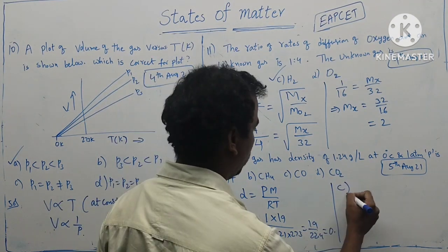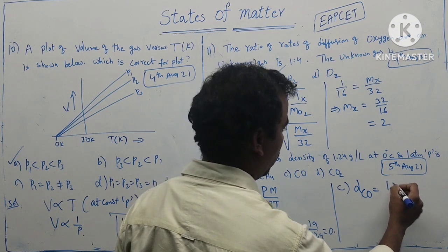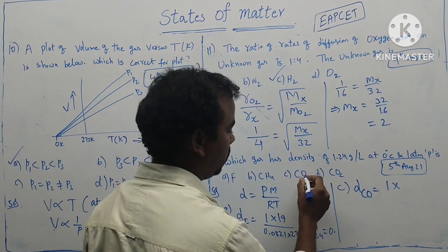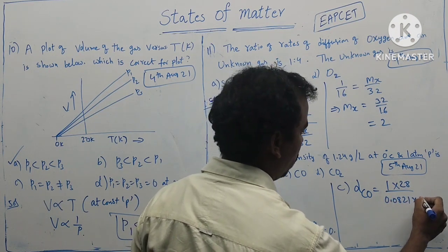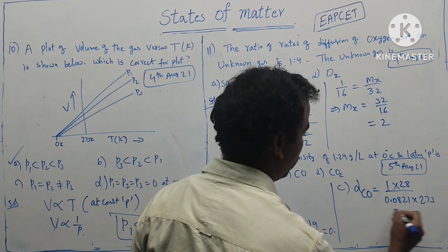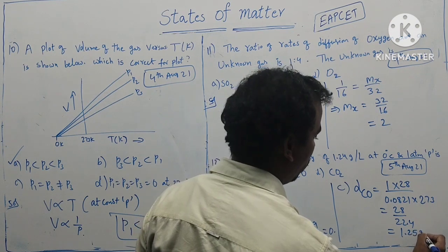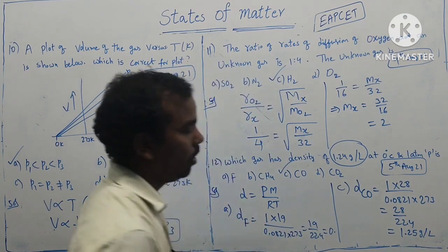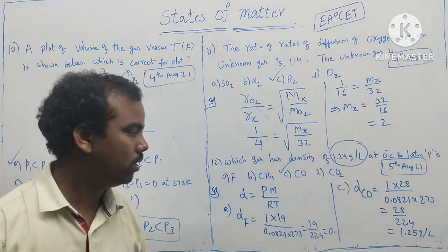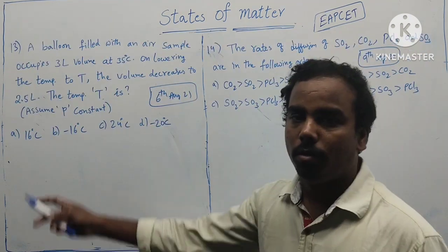If you check the option CO, the density of CO is PM by RT, which is 1 into molecular weight of CO, 12 plus 16, 28, divided by 0.0821 into temperature 273. So 28 by 22.4. So here the value is 1.25 gram per liter. So the answer is CO. 1.24, the nearer value is 1.25. The remaining options you can also check. Okay, see the next question.